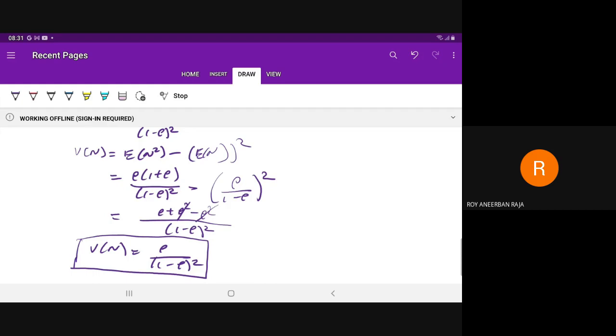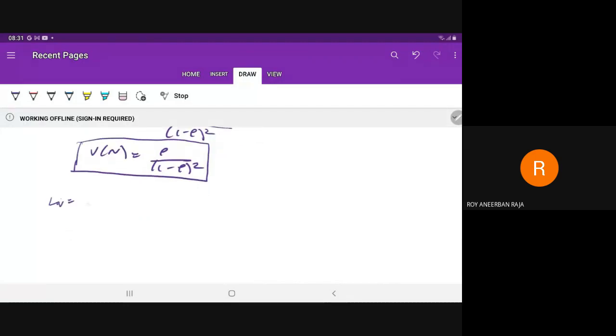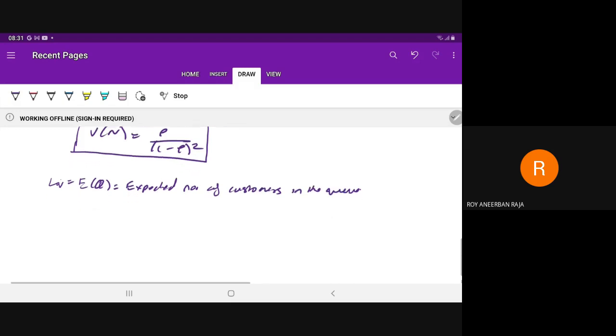Then after, what can be the other parameter, system performance indices? Now, if you have to compute the Lq, what is the meaning of the Lq? That is the E(q) or expected number of customers in the queue, right? Expected number of the customers in the queue.